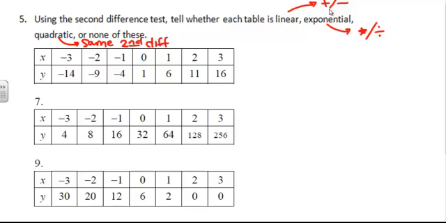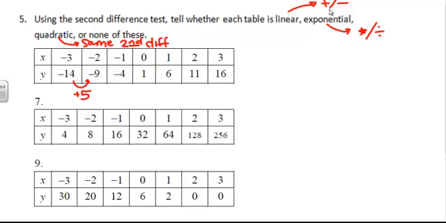So if we take a look at this first one, we have a pattern here. From negative 14 to negative 9, from negative 9 to negative 4, from negative 4 to 1, 1 to 6, 6 to 11, and then 11 to 16. So we can take a look here and say, well, how can I get from negative 14 to negative 9? Well, I can add 5.